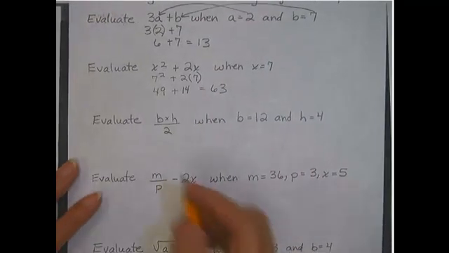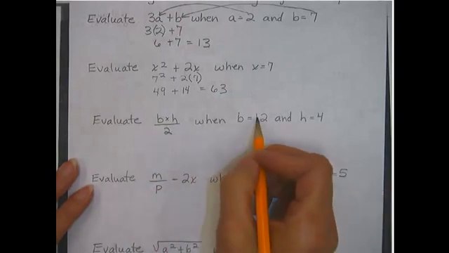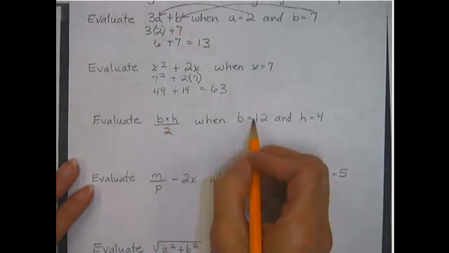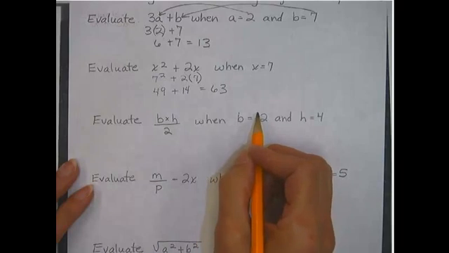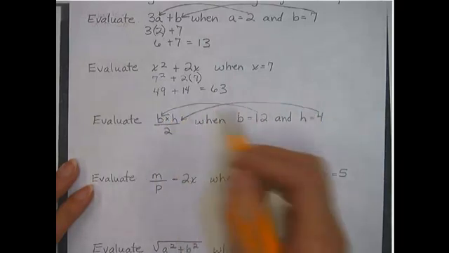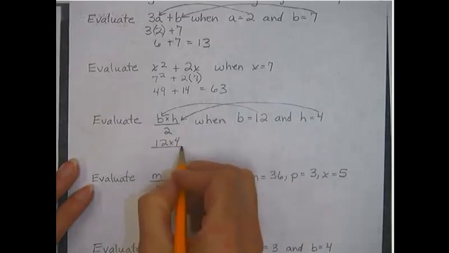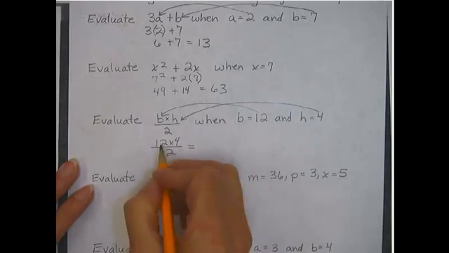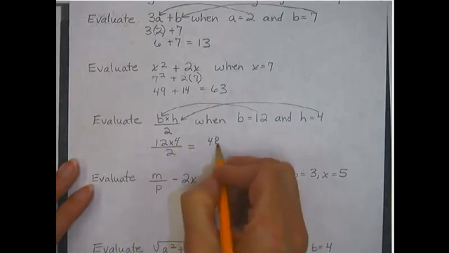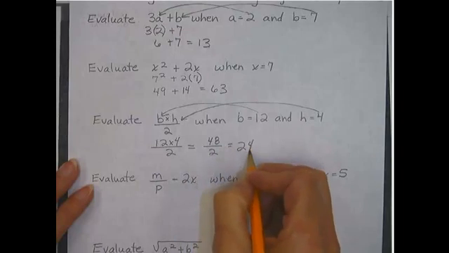Okay, and here this is actually the formula for finding the area of a triangle. In this case, we know that b in the b times h, b is going to be equal to 12, and the h is going to be equal to 4. So when I rewrite this, I'm going to say 12 times 4 over 2. I'll work it this way. 12 times 4 is 48 over 2. 2 goes into 48 is equal to 24.